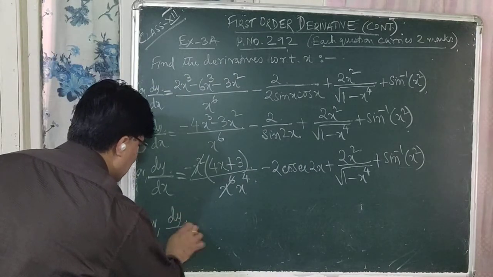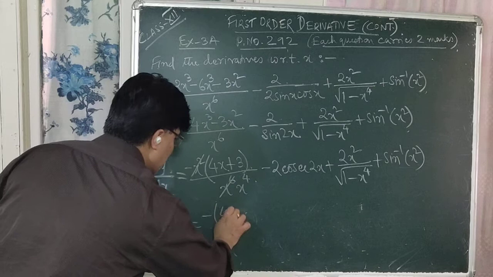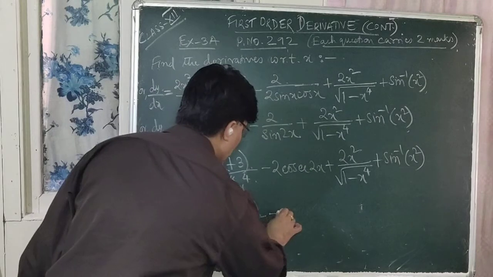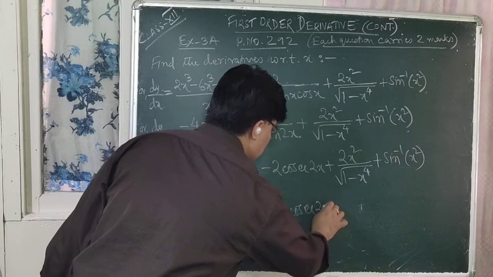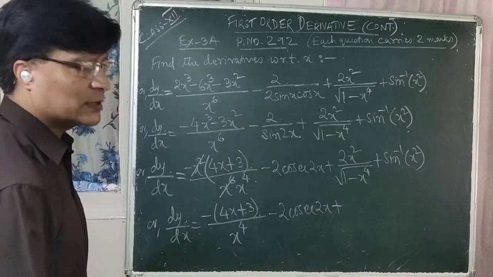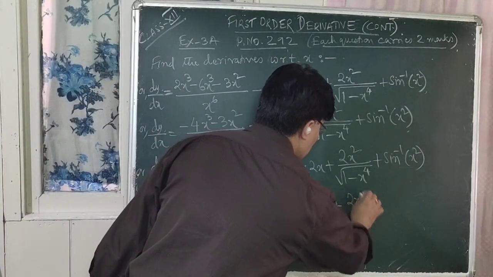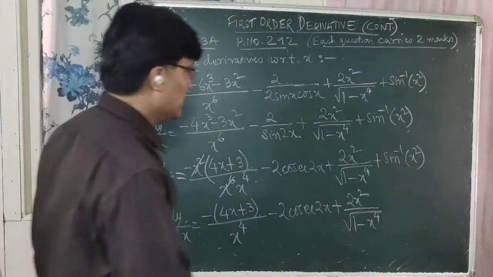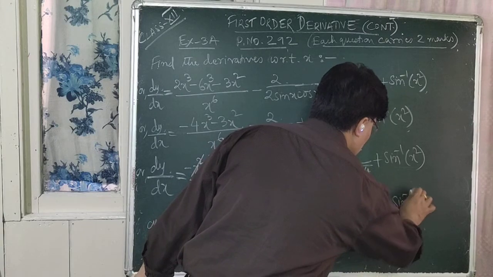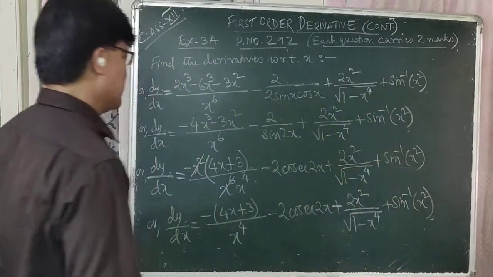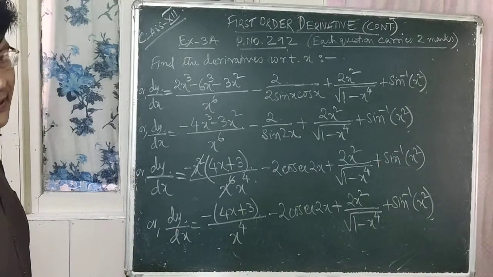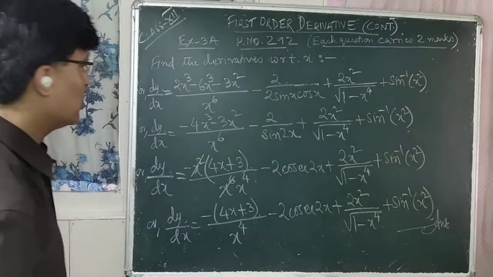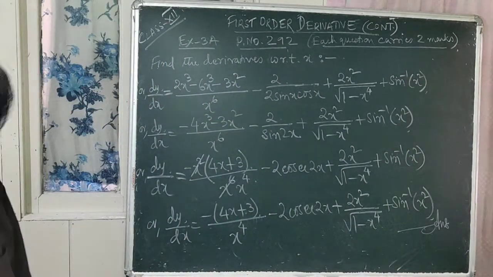So dy by dx is equal to minus, within bracket, 4x plus 3 whole divided by x to the power 4 minus 2 cosec 2x plus, next third term, what is the third term here? It is 2x squared divided by root under 1 minus x to the power 4, right? And then plus, what is the term? That is sine inverse x squared. So this is the final answer. Okay? So I think you have understood it. You can copy it. Now we'll do the next question now.